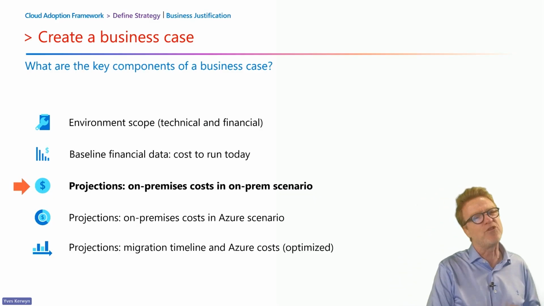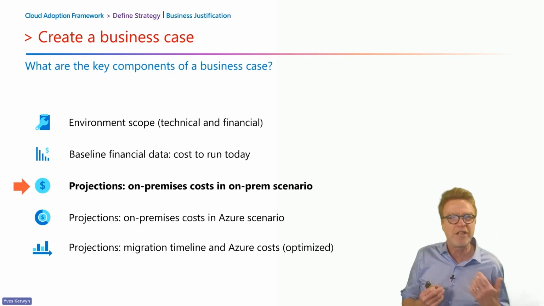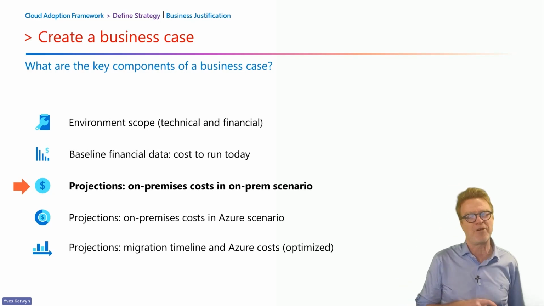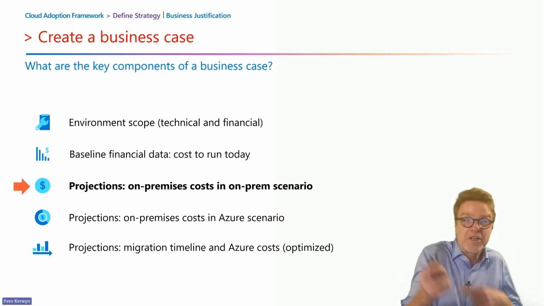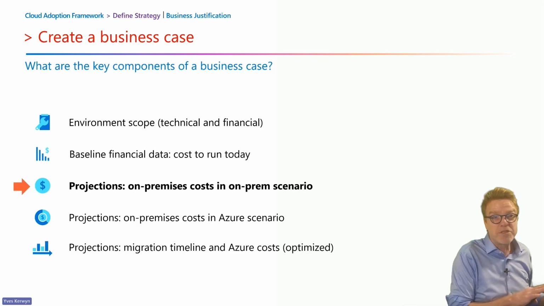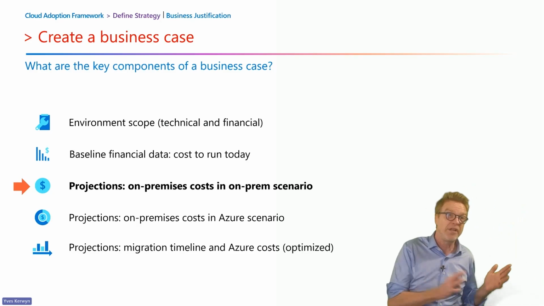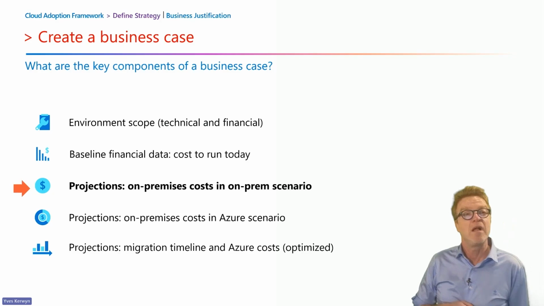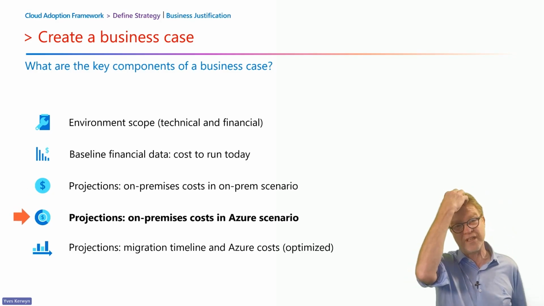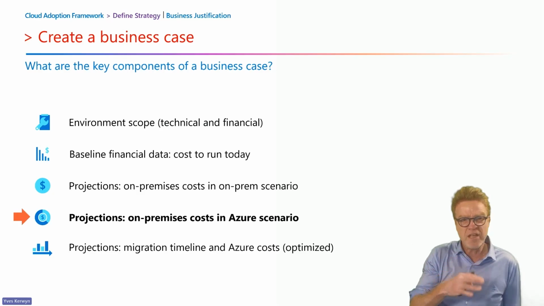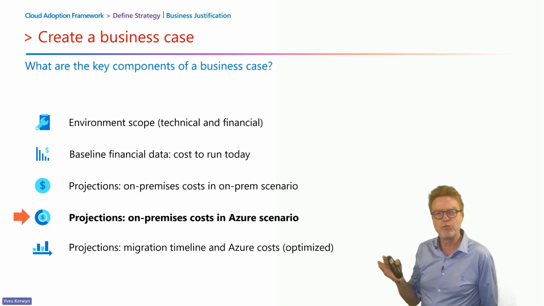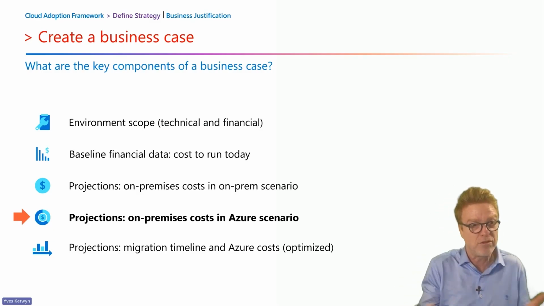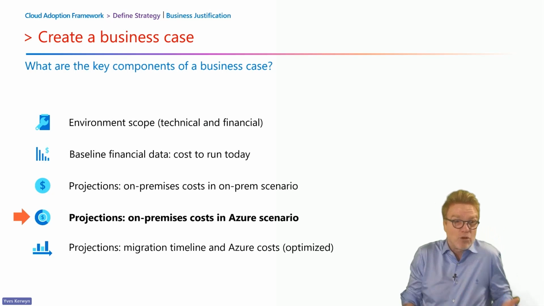But it's probably one of the most important things to be able to do in order to dispel the myths. One of the myths is certainly the reverse, that staying on premise is always less costly. Yes, if it's a pure lift and shift, but who cares about a pure lift and shift, really? Projections on premises cost in Azure scenario. What I mean there is, even if you go to Azure, you won't go fully to Azure. You will very probably keep things on premises too, and that also comes at a cost.